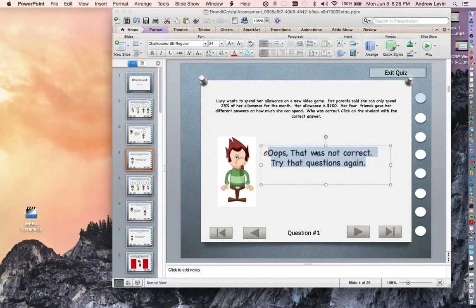Either way, you've got to give feedback right away. See, this isn't good. That was not correct. Try the question again. You've got to give them more reason. Why did they get it wrong? What didn't they get right? You've got to give them immediate remediation on yours.